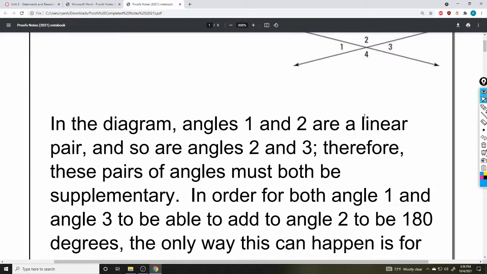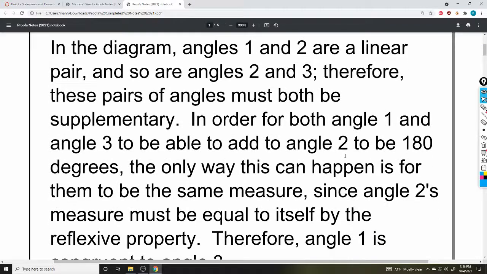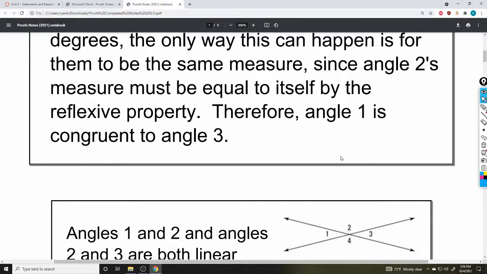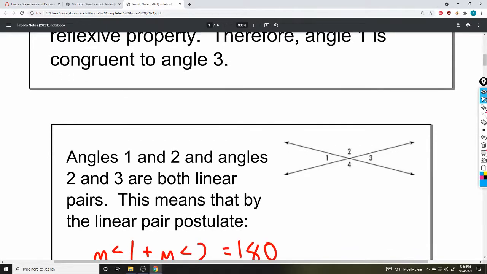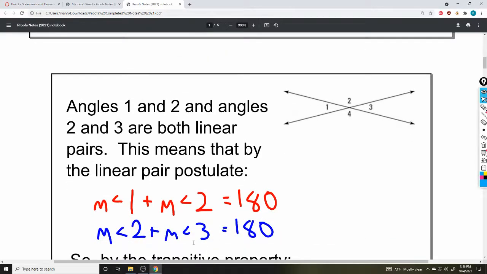Now, I'm going to show the same argument, but I'm going to make it in a little bit of a different format. So maybe if this was just a wall of text to you, this format might make more sense. So, same argument, but I'm going to phrase it a little bit differently. Angles 1 and 2 and angles 2 and 3 are both linear pairs. This means that by the linear pair postulate, here's angles 1 and 2 being a linear pair and being supplementary. And then here's angles 2 and 3 being a linear pair and being supplementary. So they both have to add to 180.